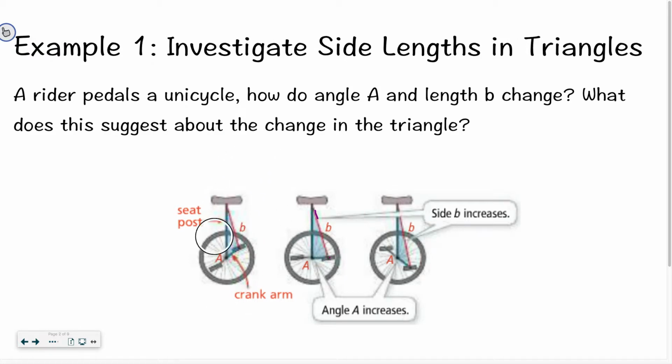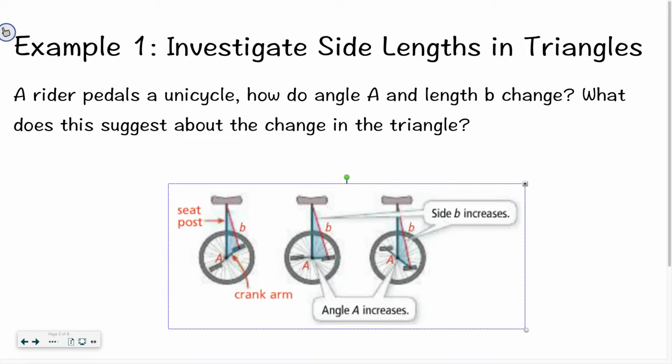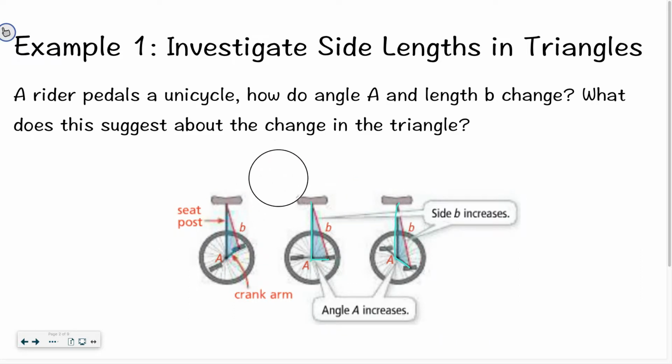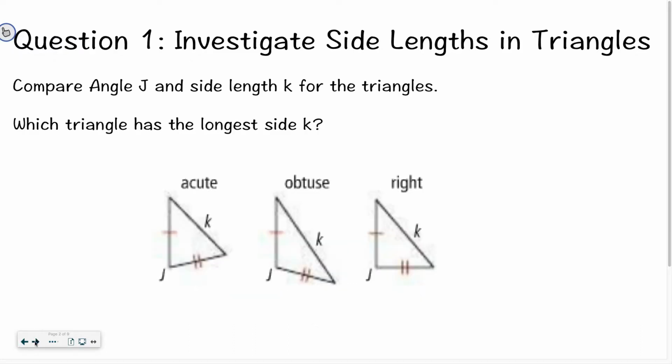So you can see that even though these distances stayed the same, right? The seat post was always the same distance, and that pedal is always the same length. Our third side length changed based on the angle. So that's what we're going to do. We're going to compare multiple triangles that have two congruent sides and compare what happens when you change that angle.